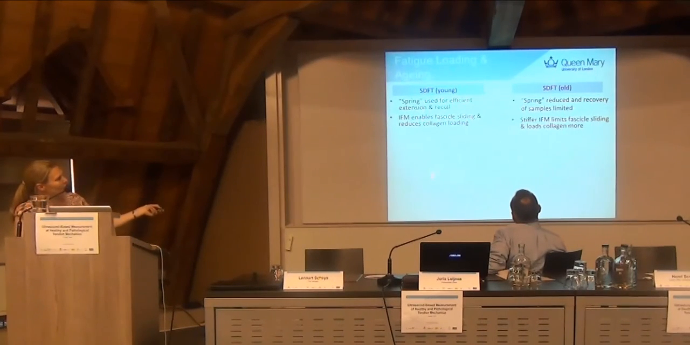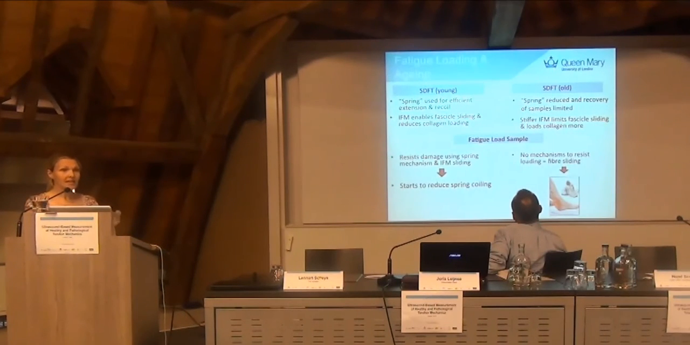So we can look here at our nice young energy storing tendon doing what it should be doing, using this spring to stretch and recoil nice and effectively, using that IFM to allow the fascicles to slide and to recover nice and effectively. Unfortunately, when you're old, both of these mechanisms are a bit limited, which might make life a bit difficult for you. And if you fatigue load, it seems to suggest that's exactly what happens.